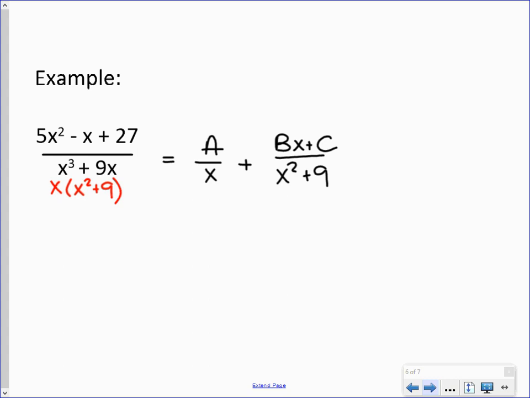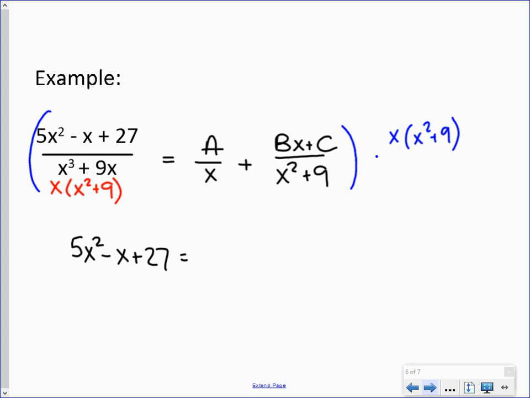Step 3. What are we going to do? Oh yeah, simplify. Multiply the whole equation by my LCD. This time I'm just going to put a big group of parentheses here and multiply the whole thing by x times x squared plus 9. I feel pretty comfortable running through each individual fraction and deciding what cancels and what stays. In that very first fraction, everything cancels out in the denominator, so I have 5x squared minus x plus 27, and there's no extra factors.